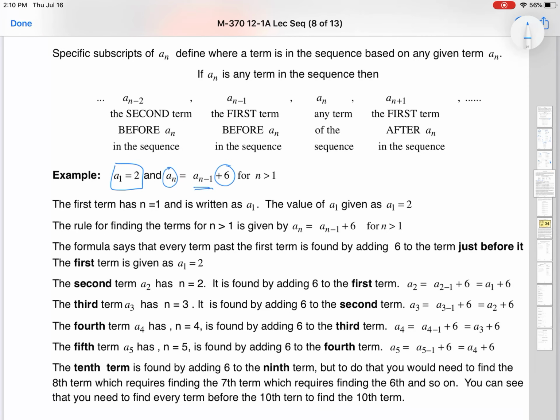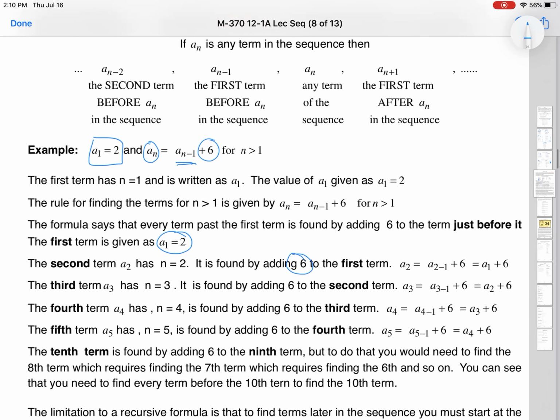So if we took a look at this, if the first term is 2, then the second term is going to be gotten by adding 6 to the first term. And so the second term is going to be, I don't know why he doesn't list it here, a1 we know is 2, so we get an 8 out of that. Now we're going to take 8 plus 6 and get 14. Now we're going to take 14 plus 6 and get 20. And then we're going to take 20 plus 6 and get 26, and so forth and so on.